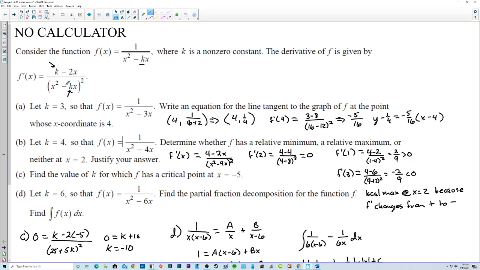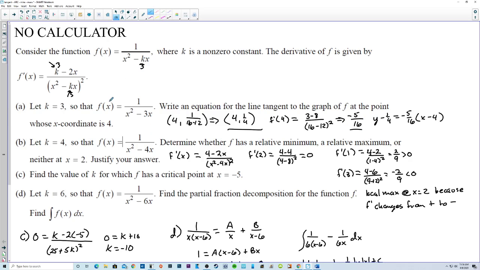So let k equal 3. If we put 3 in for these k's, we get 1 over x squared minus 3x. Write an equation for the line tangent to the graph of f at the point whose x-coordinate is 4. So we need a point, and I found the point here, and we need the slope.